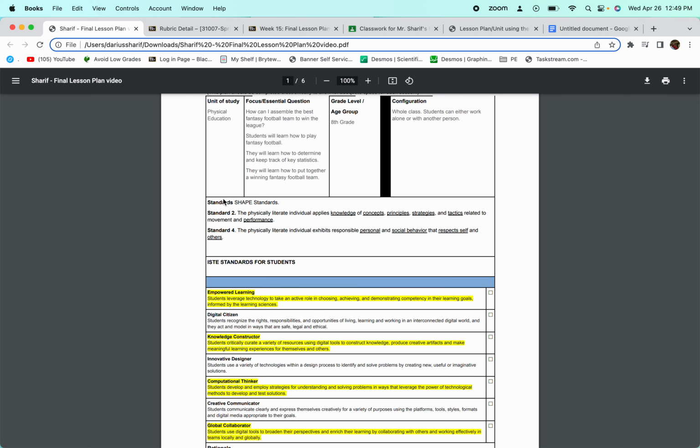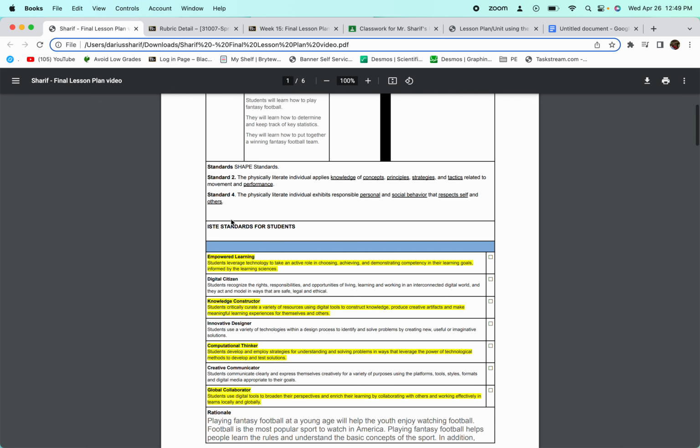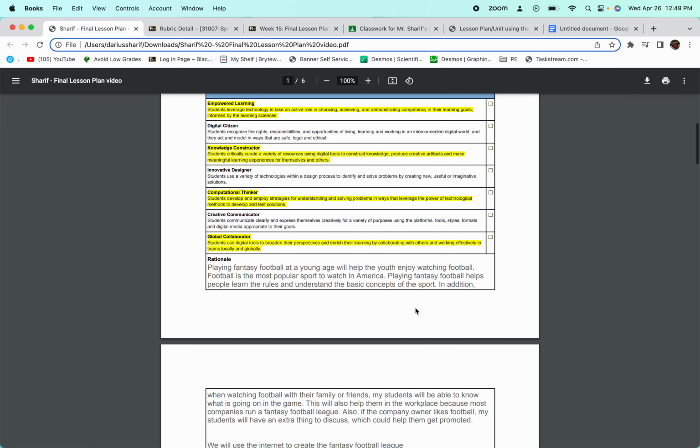So for standards, I'm a PE teacher. We're going to use the SHAPE standards. I chose standard 2 and standard 4 as I feel that those two standards correlate with the lesson the best. And for ISTE standards, I put empowered learner, knowledge constructor, computational thinker, and global collaborator as I feel those relate to this lesson well. So that's why I chose those.